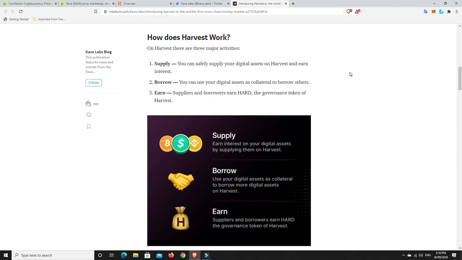Number two, borrow. You can use your digital assets as collateral to borrow others. So that's where it might be good. You can take the interest you earn and buy others. It doesn't sound so bad. But if you want to go and borrow, be careful. It's just not normal loans. There's interest that has to be paid and things like that. So my personal advice would be just be careful when you borrow.